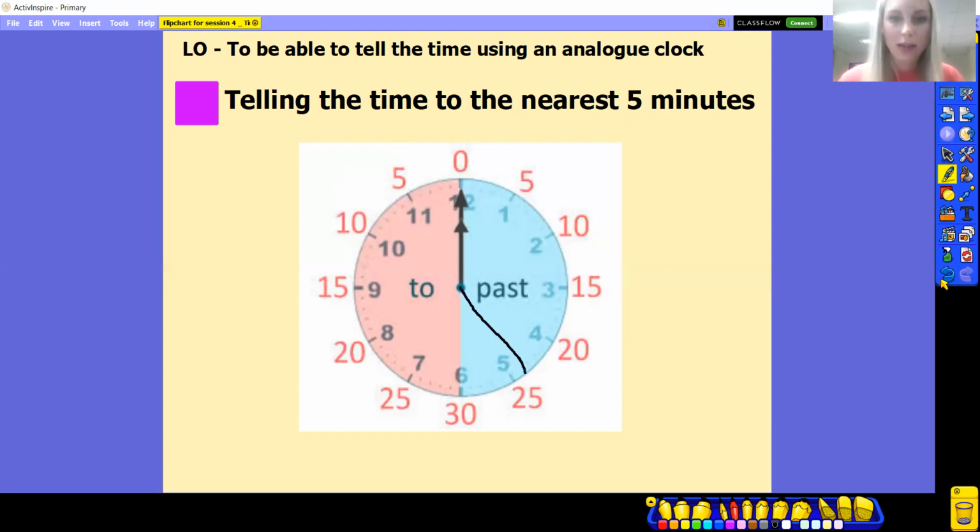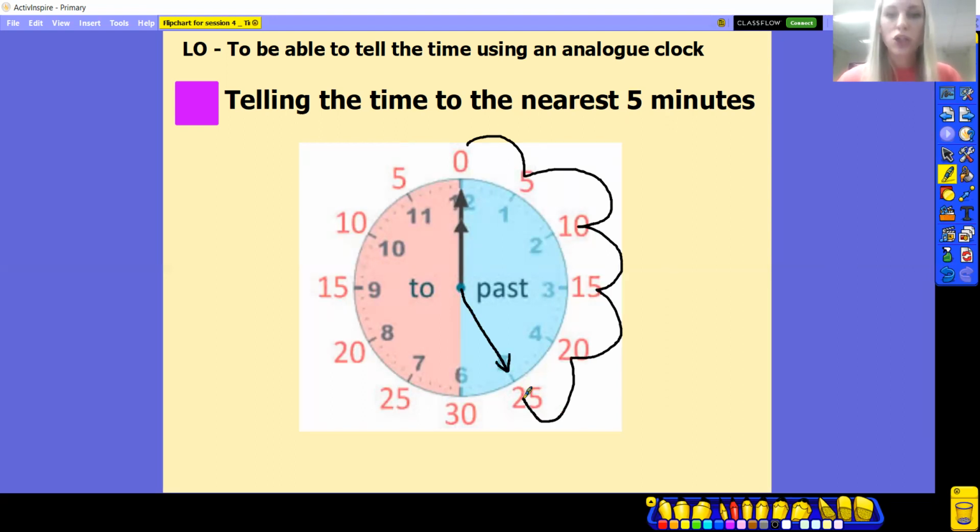And try that one again because that wasn't very clear. So here, I'm now on the 5. I'm on the past side, so I need to go this way, clockwise. 5, 10, 15, 20, 25. Always counting in 5s. 25 past, this is.